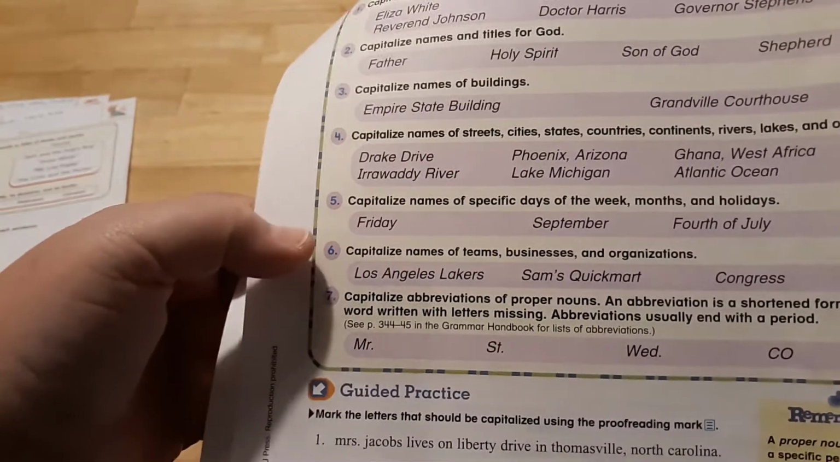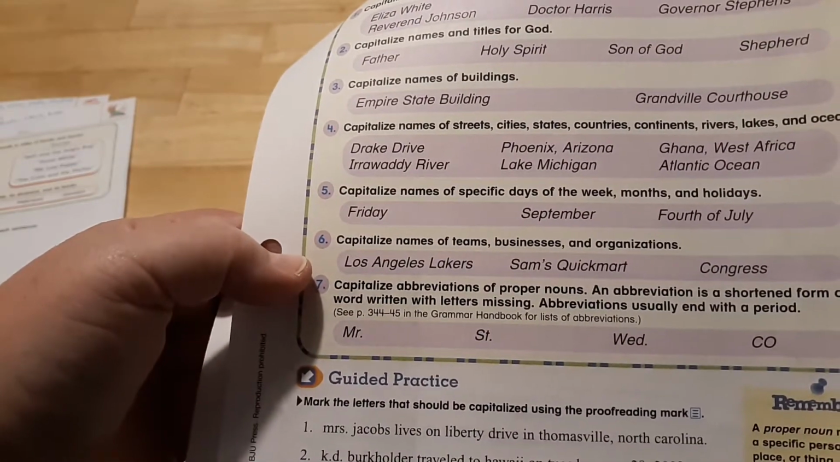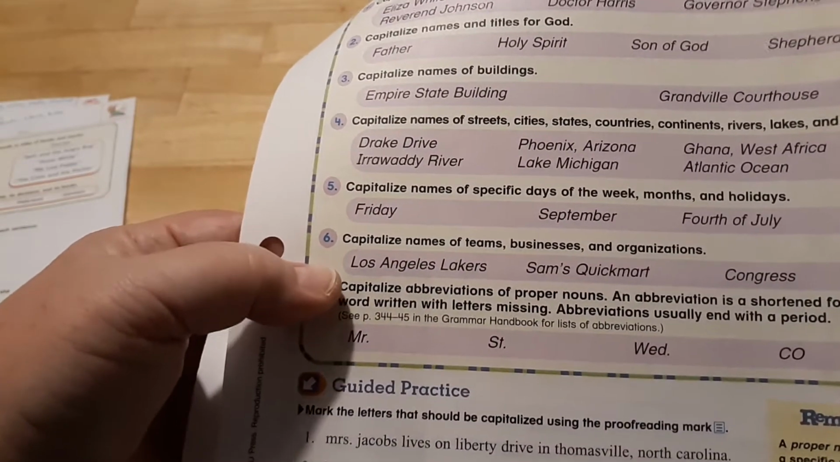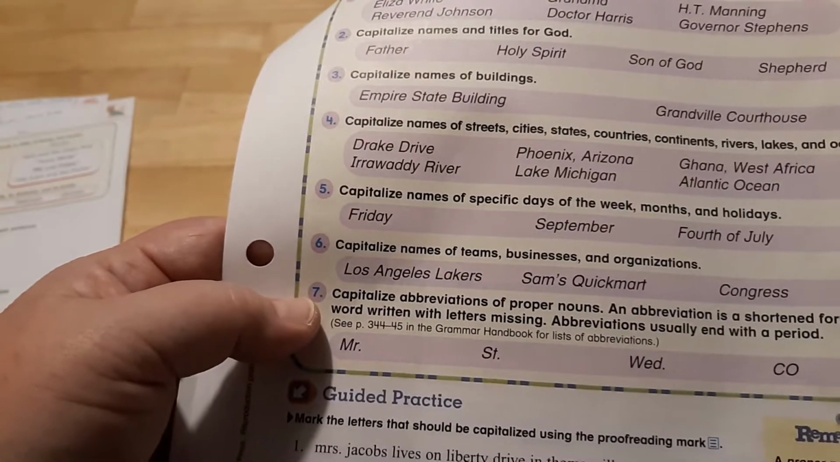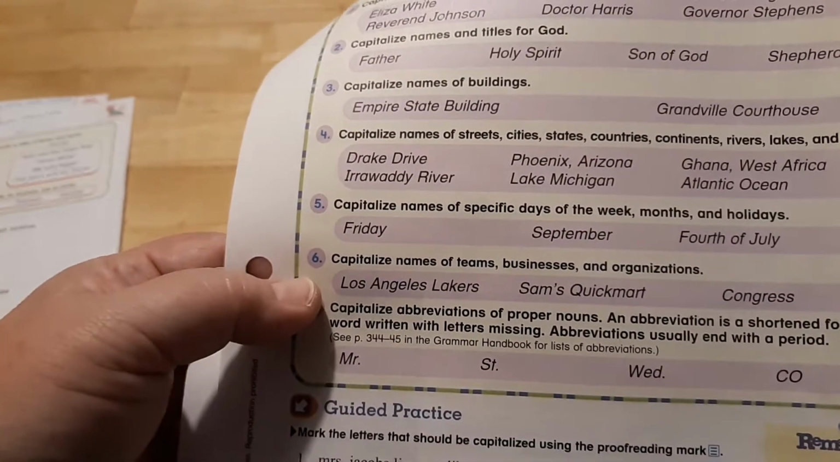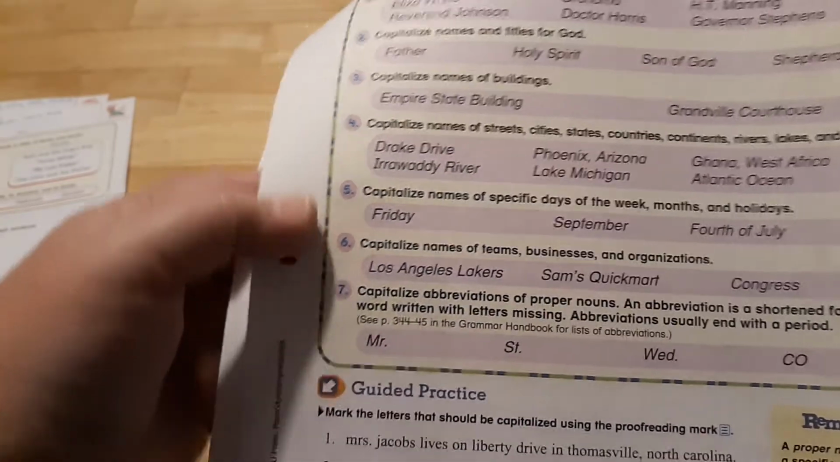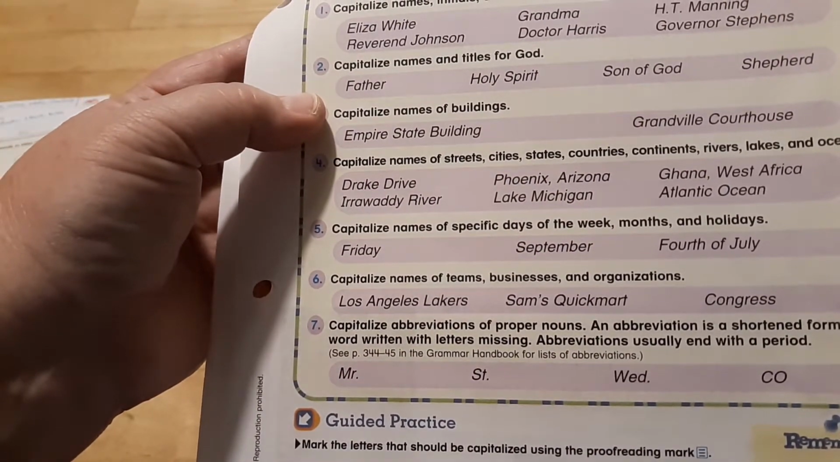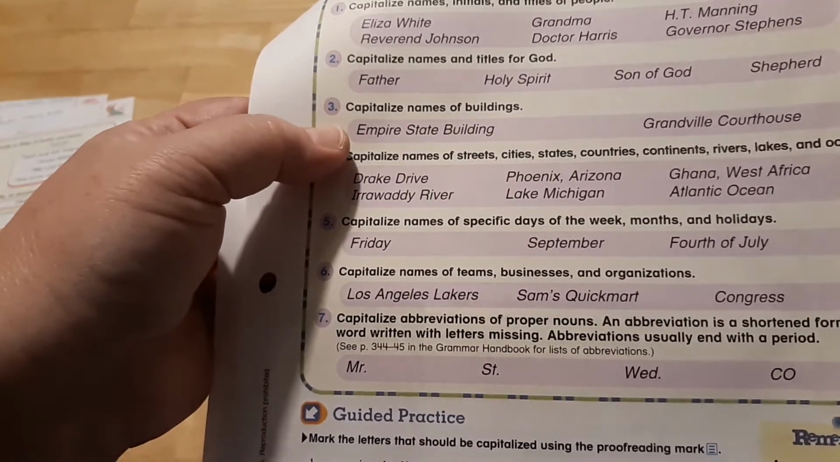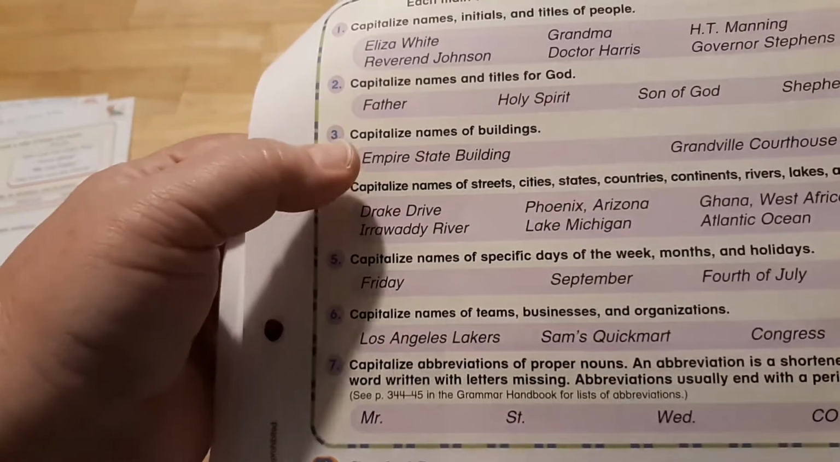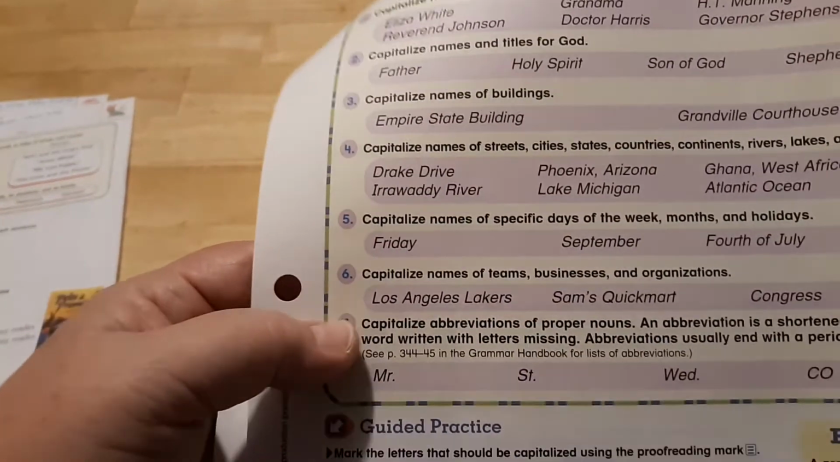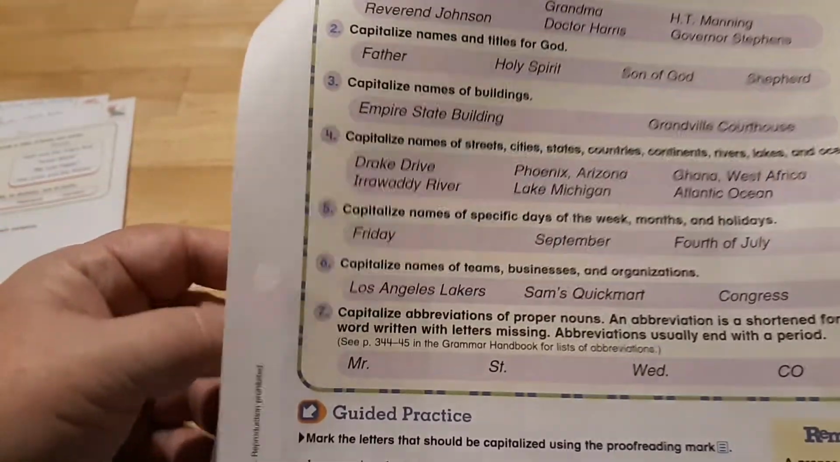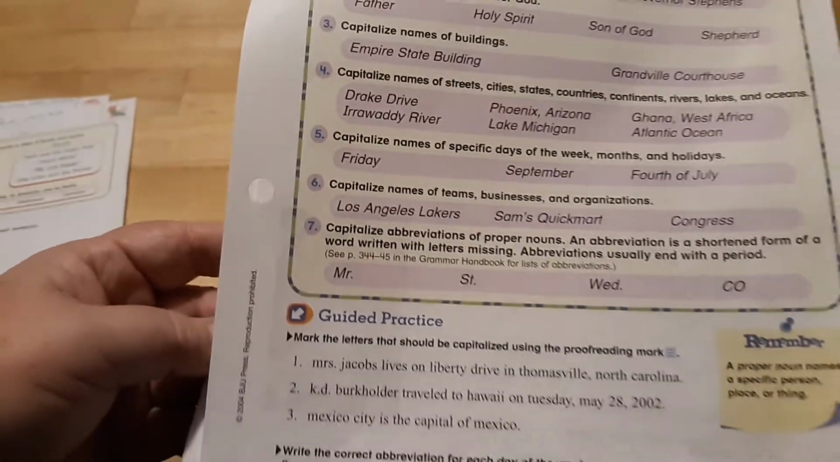Same as the 2nd and 3rd grade rule. Okay, this is introducing that you capitalize teams, businesses, and organizations. So number 6 is a new rule that the lower grades did not have: capitalizing the names of buildings. Names of buildings and names of teams, businesses, and organizations were not addressed in the lower 2nd and 3rd grade. Okay, and that's in level 4.